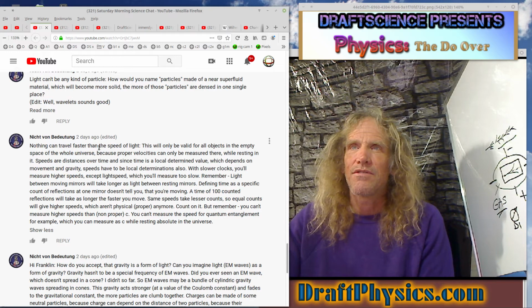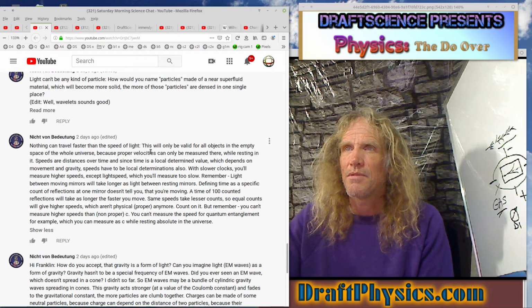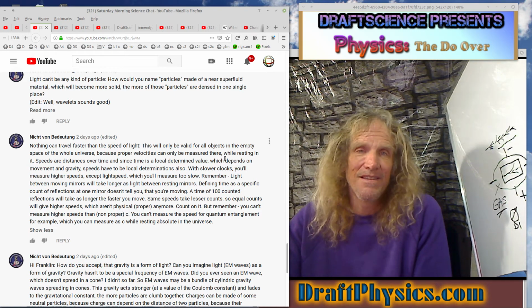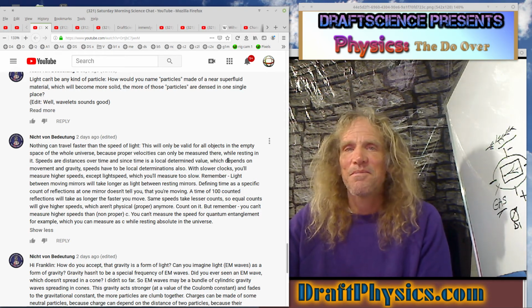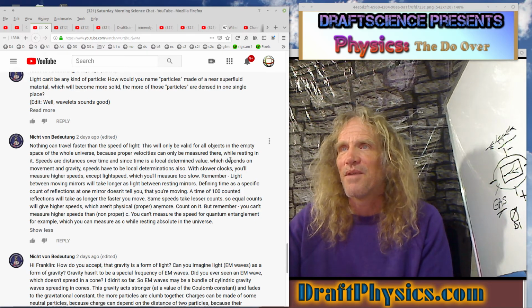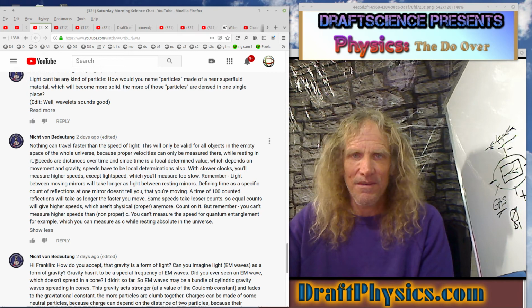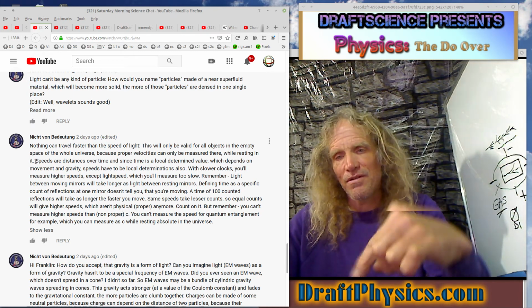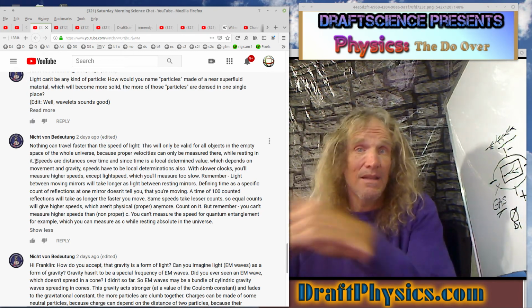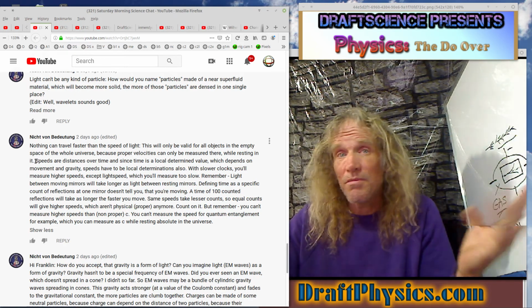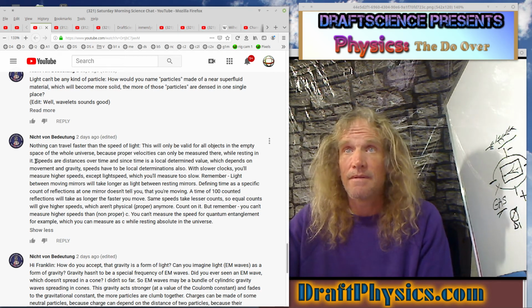Nothing can travel faster than the speed of light. This will only be valid for all objects in empty space of the whole universe, because proper velocities can only be measured there. Whatever. Proper velocities? Okay. While resting in it. The only thing you can do is change the path of a photon. You can make it travel more distance, and then it appears to get to point B slower, but it's only because you bent the straight line.